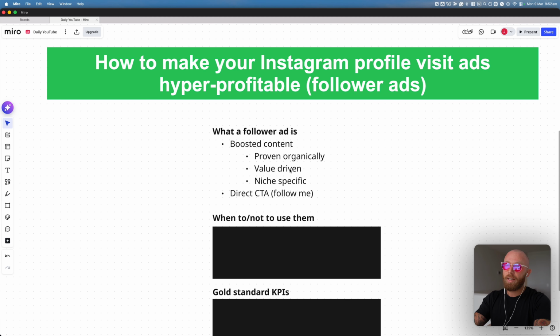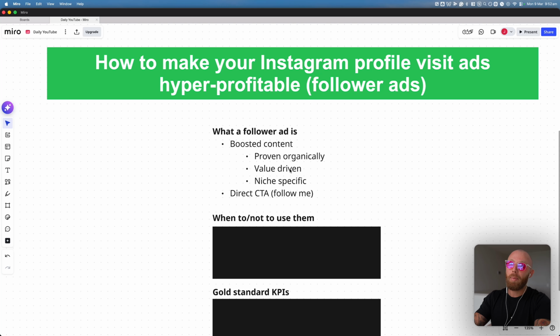And then it does need to be niche specific, because you might have something that has been proven organically, but it could just be some silly video or a skit or a cat falling off a roof or something like that, that isn't necessarily going to be attracting your target person to your account. And that's how these follower ads work, it's just a piece of content running on the feed that is attracting people to your profile.